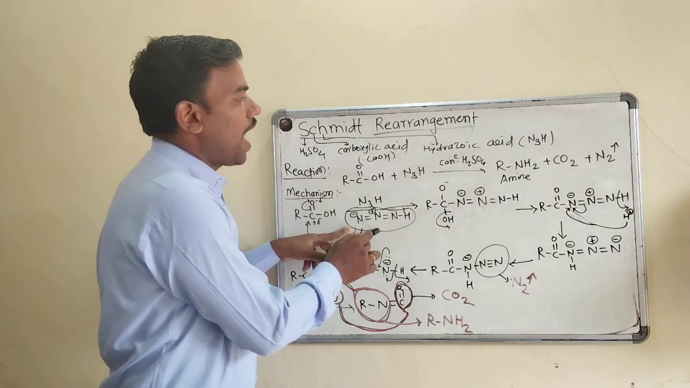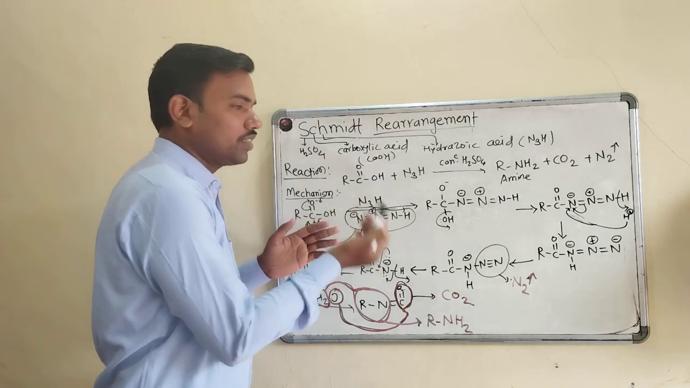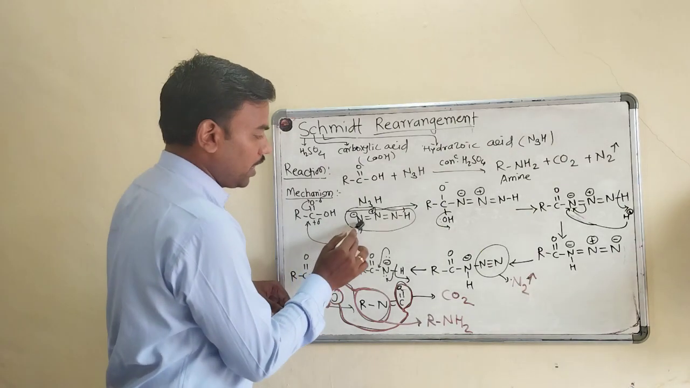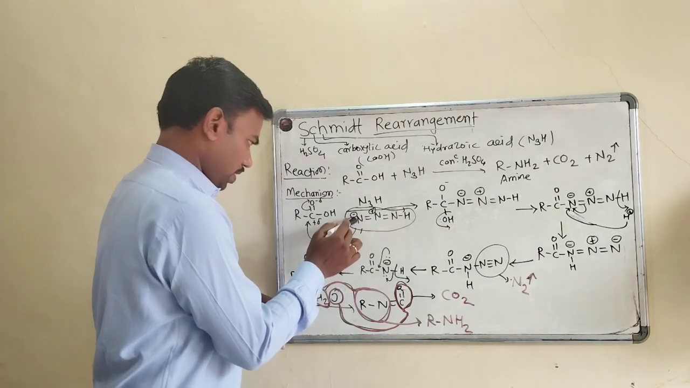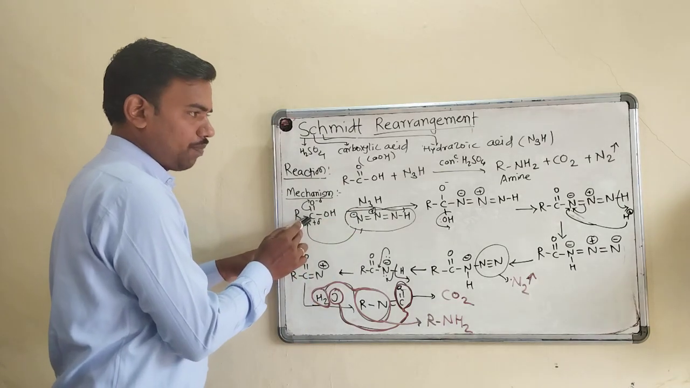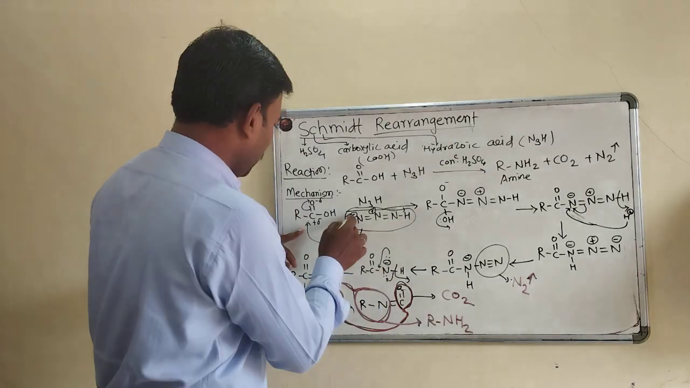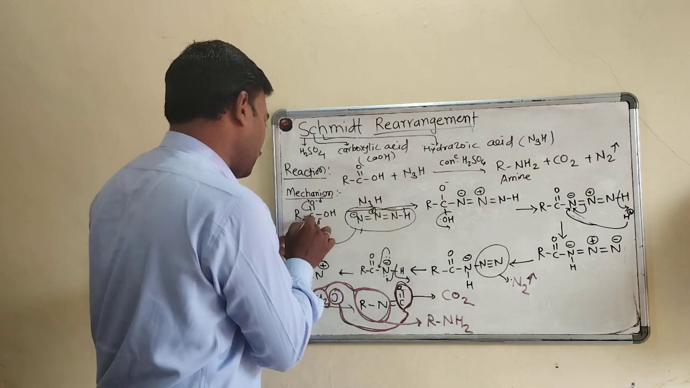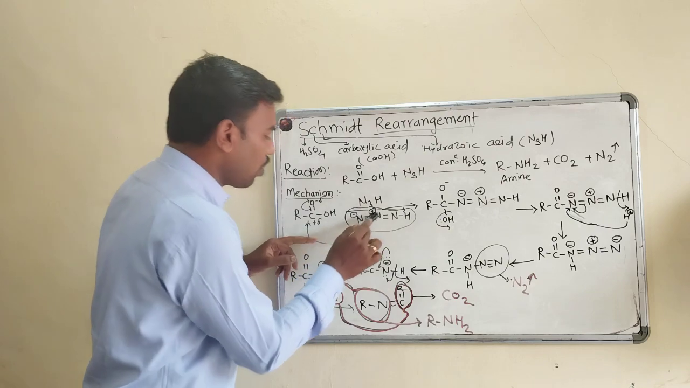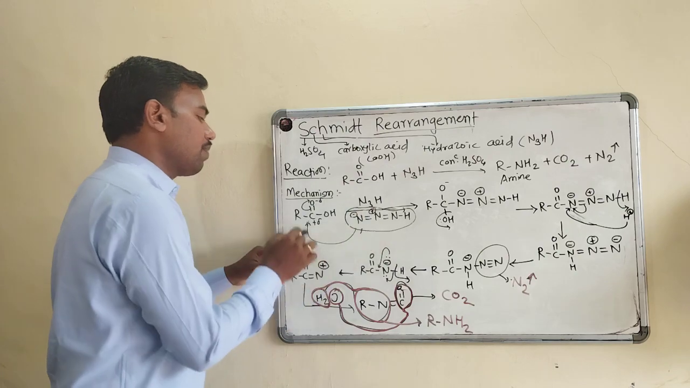This is our hydrazoic acid. I have written it in a separate form, that is N3H. So here this negatively charged nitrogen will attack this carbon. So what will be happening? This negatively charged ion attacks this carbon. So not only nitrogen is coming, along with it all of the hydrazoic acid will be coming over this carbon.